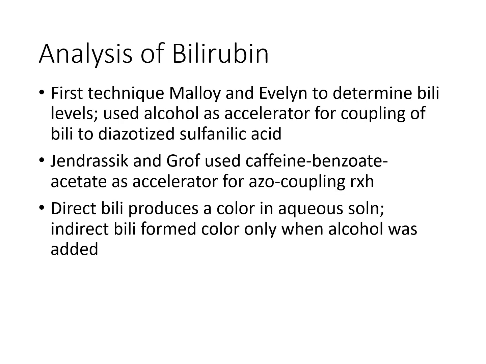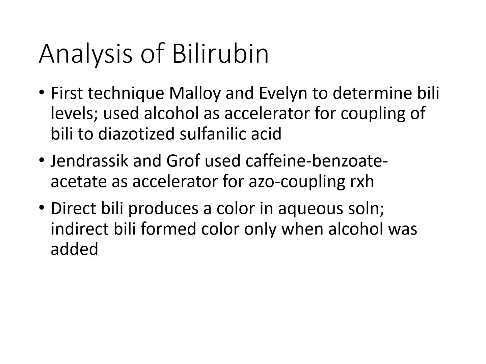So, the analysis of bilirubin. The first method to determine bilirubin levels was developed by Malloy and Evelyn. This technique used alcohol as an accelerator for the coupling reaction between bilirubin and diazotized sulfanilic acid. The reaction forms a colored azo compound that can be measured spectrophotometrically. Later, Jendrassik and Grof improved the method by using caffeine sodium benzoate and acetate as an accelerator for the azo coupling reaction. This modification enhanced the sensitivity and accuracy of the bilirubin assay.